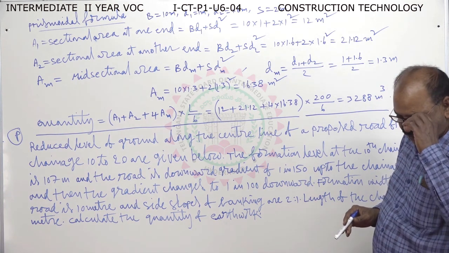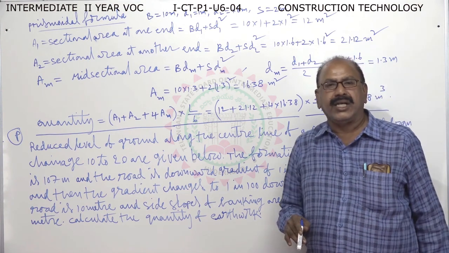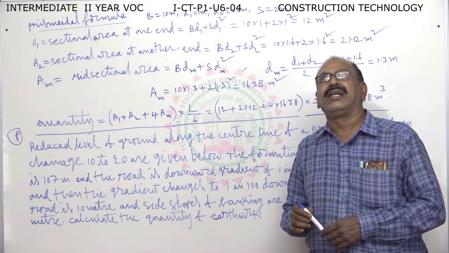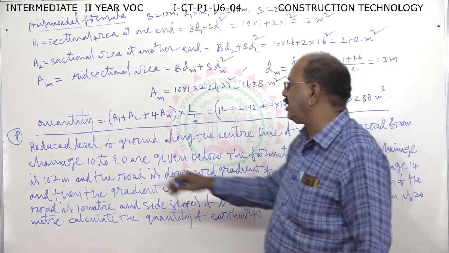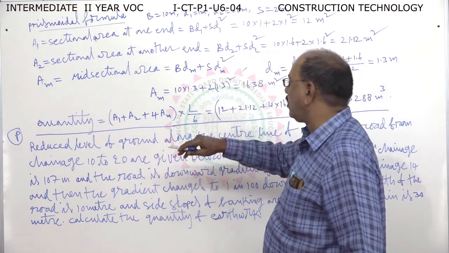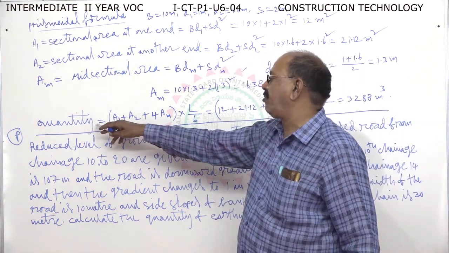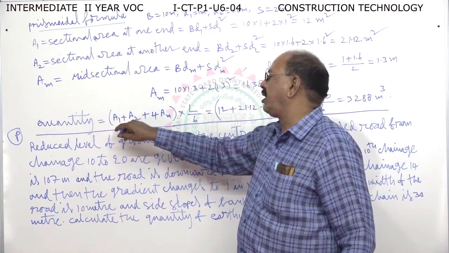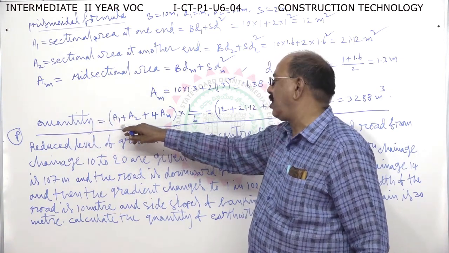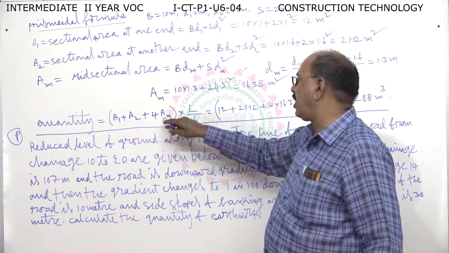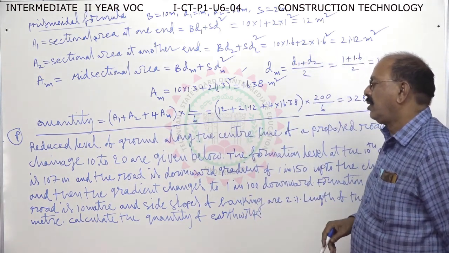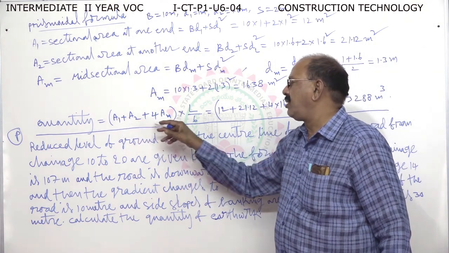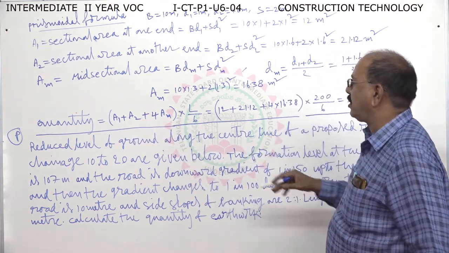So finally, what is the problem asking? You have to calculate the quantity of the earthwork. So total quantity is equal to another formula for that. Prismoidal formula for calculating quantity, another formula is given. That is equal to A1 plus A2 plus 4AM into L by 6. So, now substitute all these values and see what happens.